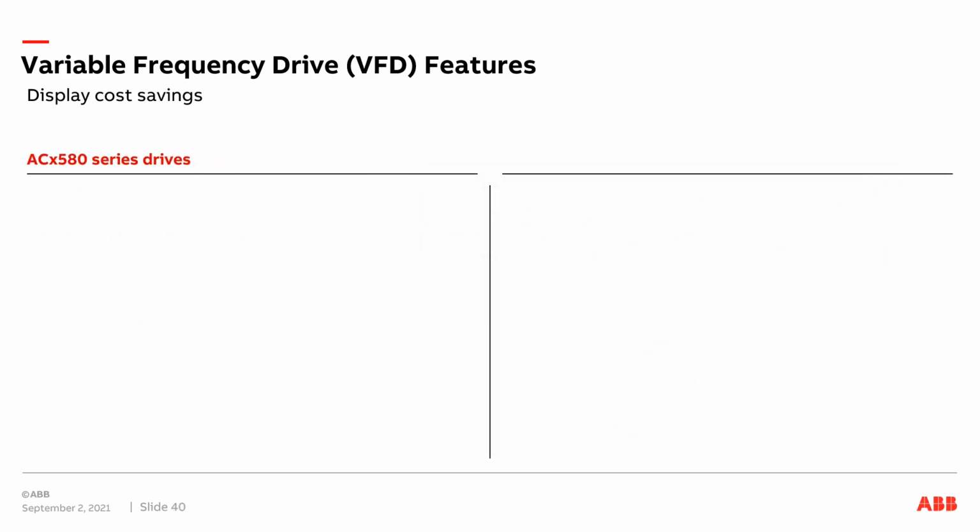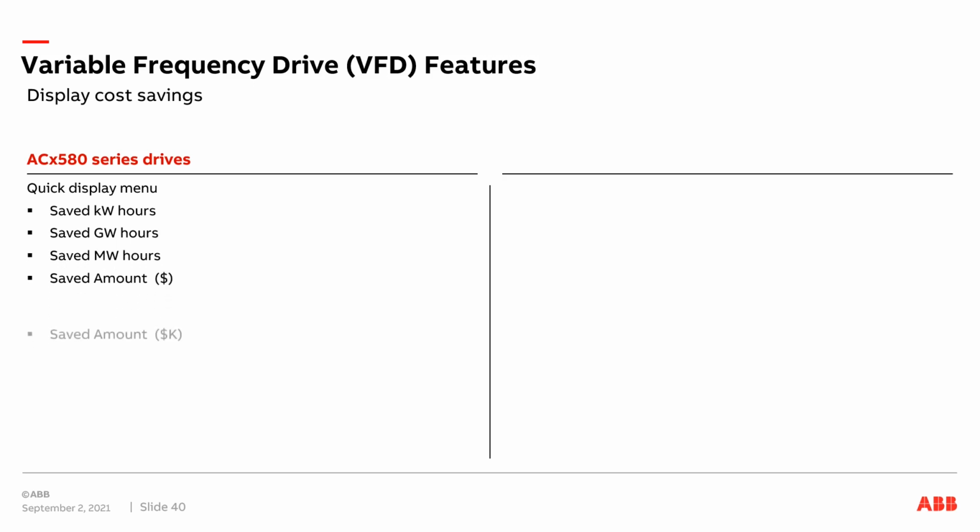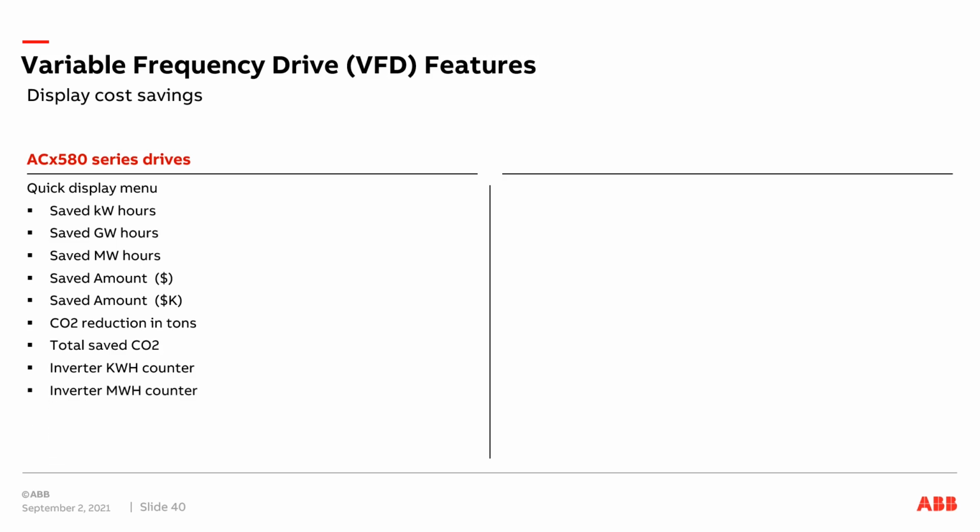The 580 series display has a quick display menu to help you set up commonly used displayed items: saved kilowatt hours, saved gigawatt hours, saved megawatt hours, saved amount of dollars, saved amount of thousands of dollars, CO2 reduction in tons, and your total saved CO2. Inverter kilowatt hours, megawatt hours, and gigawatt hours can also be displayed. They're all counters, and there are other things you can select to add on to bring up to your display easily.